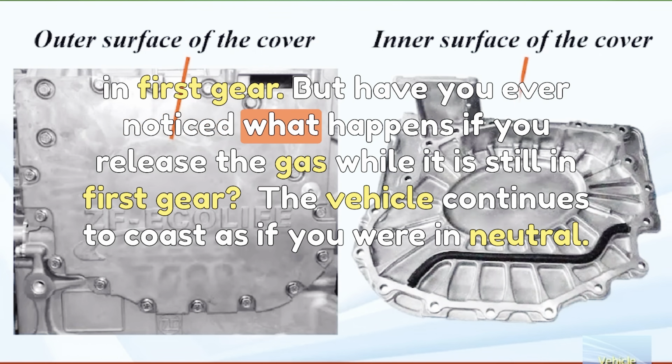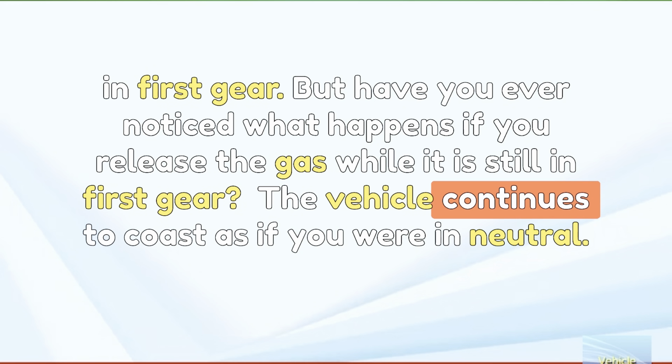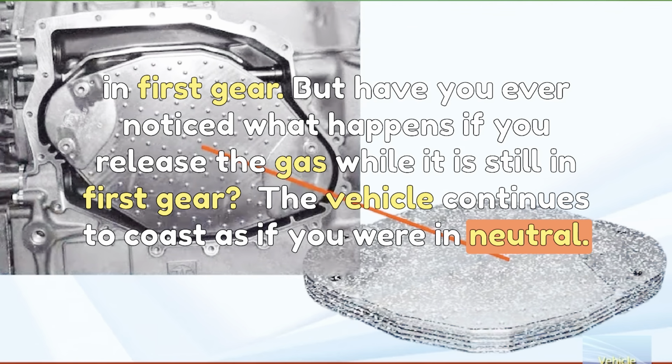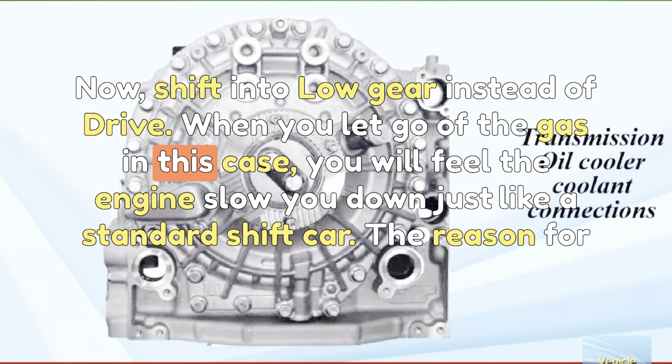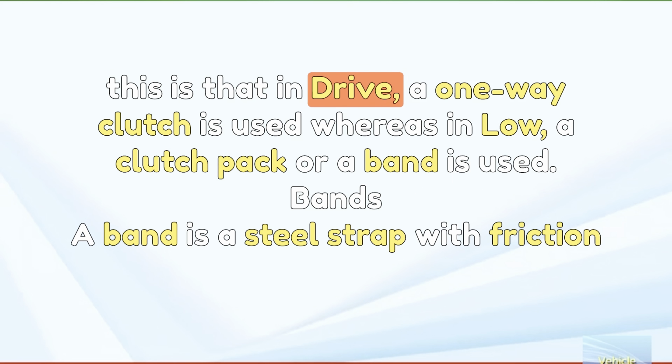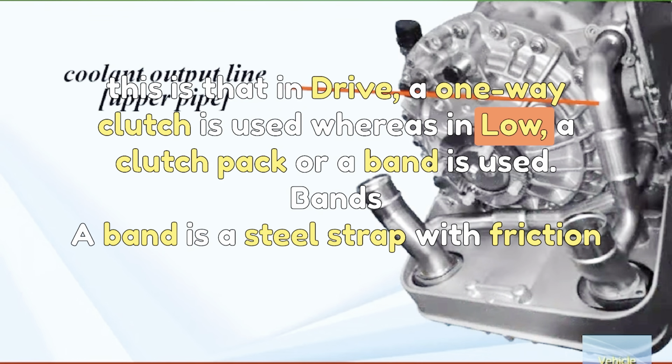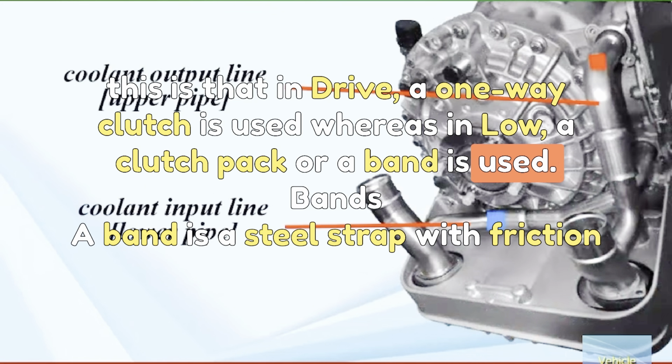But have you ever noticed what happens if you release the gas while it is still in first gear? The vehicle continues to coast as if you were in neutral. Now shift into low gear instead of drive. When you let go of the gas in this case, you will feel the engine slow you down just like a standard shift car. The reason for this is that in drive, a one-way clutch is used whereas in low, a clutch pack or a band is used.